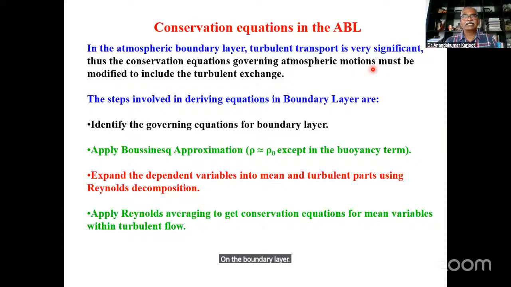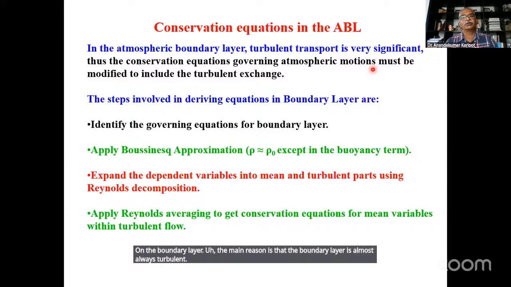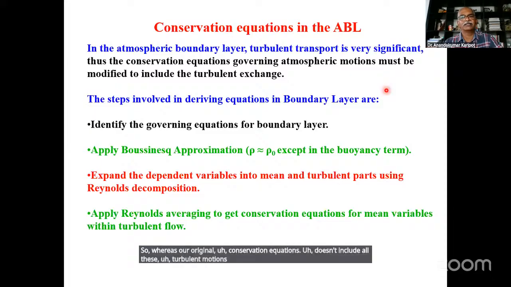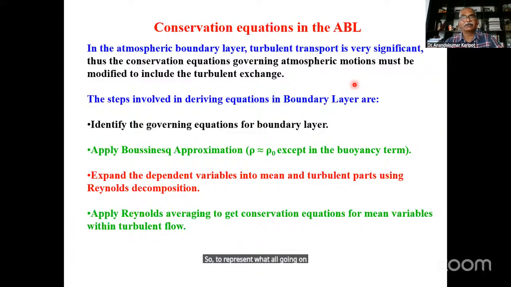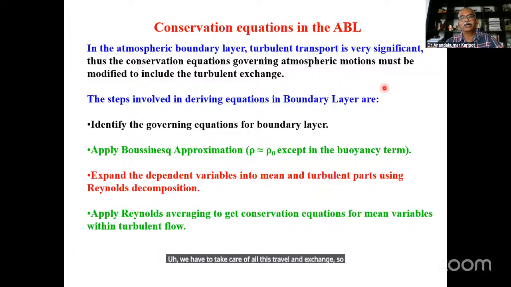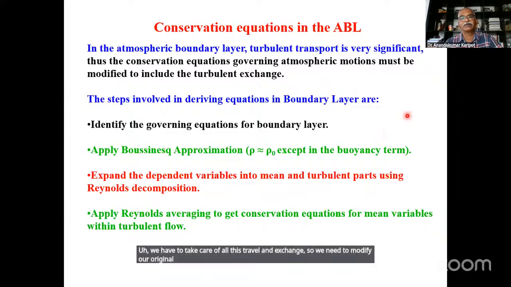The main reason is that the boundary layer is almost always turbulent, and all these turbulent exchanges are very significant. Whereas our original conservation equations don't include all these turbulent motions, turbulent fluxes and exchanges. So if our interest is to study the boundary layer in detail, then we have to take care of all these turbulent exchanges. So we need to modify our original conservation equations.